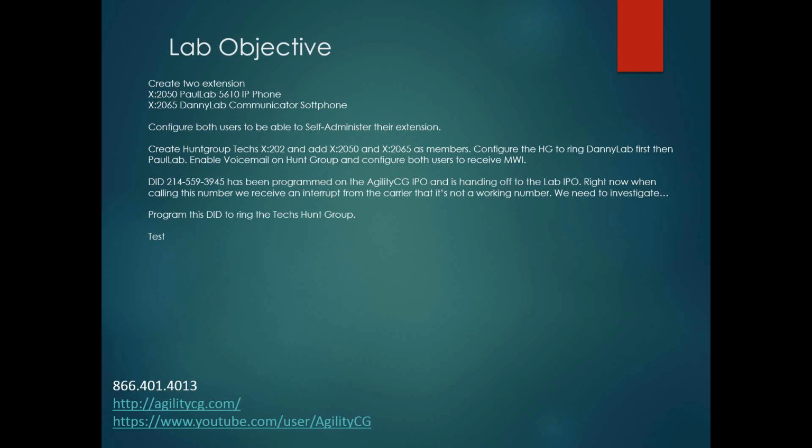Also, the DID we're going to be using today is this 214 number, and it's been programmed on the IP Office, the Agility IP Office, and it's being handed off to our lab. So right now, it's been programmed, but the administrator for the Agility IP Office is telling me that all the programming on that side's done. But when I call it, we get an interrupt from the carrier telling us that it's not a working number. So we'll need to investigate that and find out what the problem is. And we're going to assign this DID to the text hunt group, and then obviously test it.